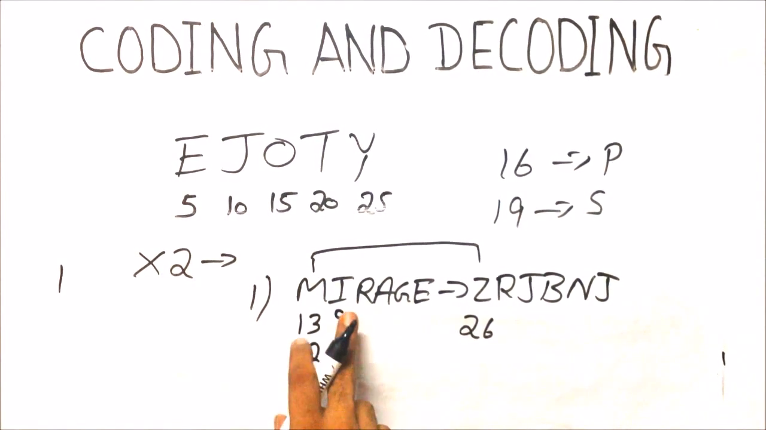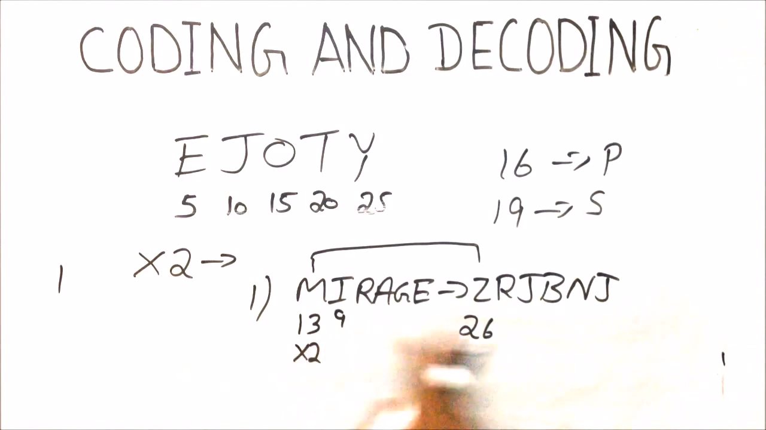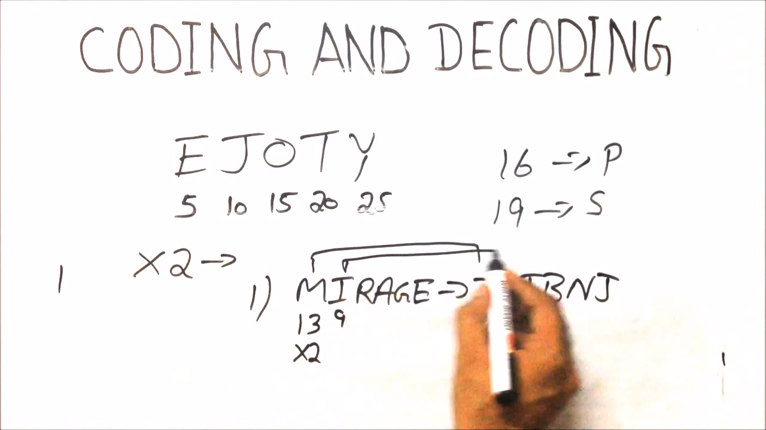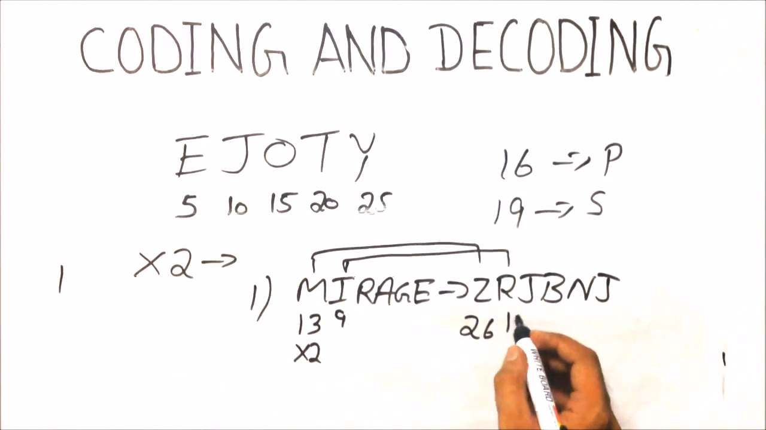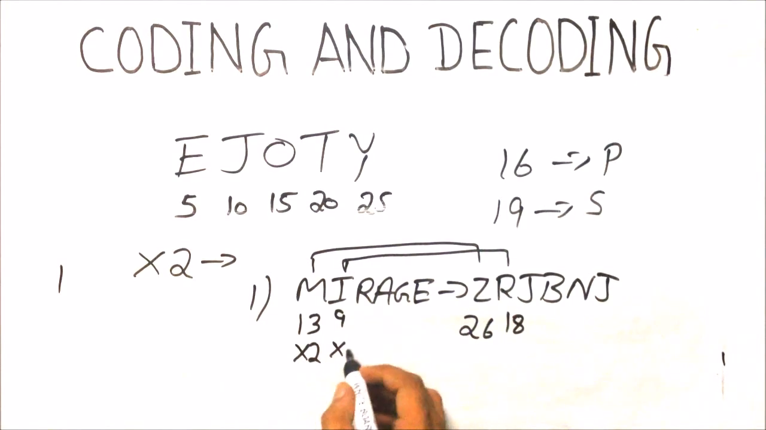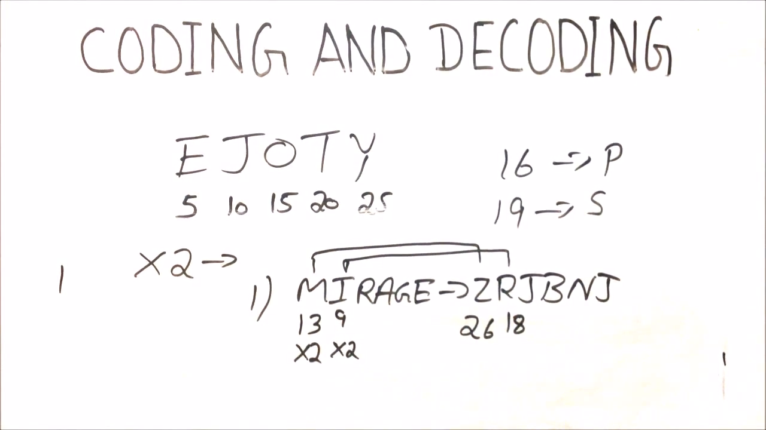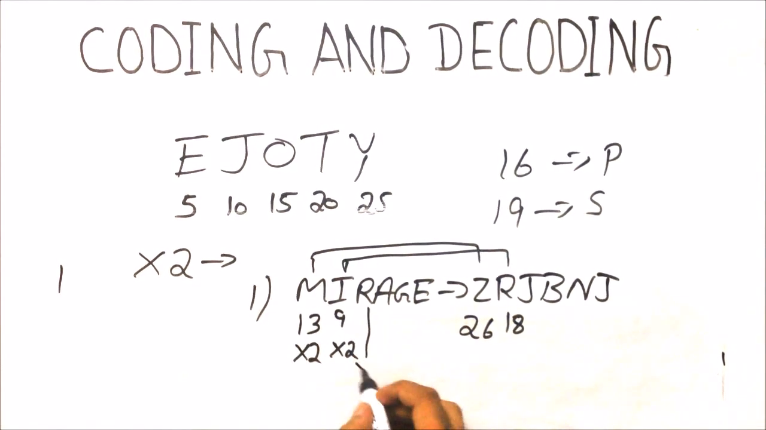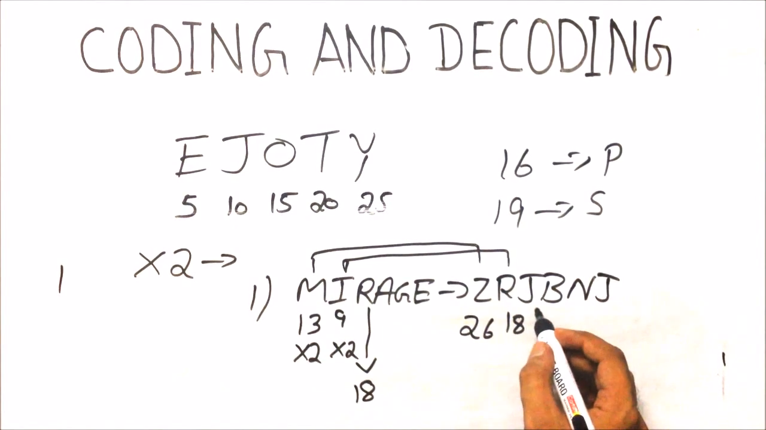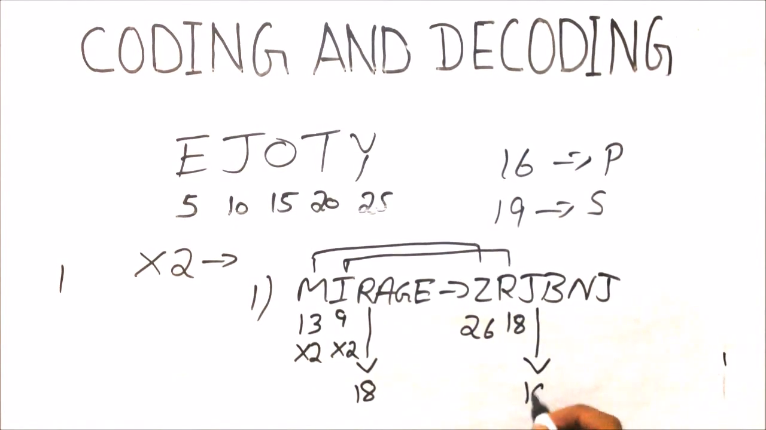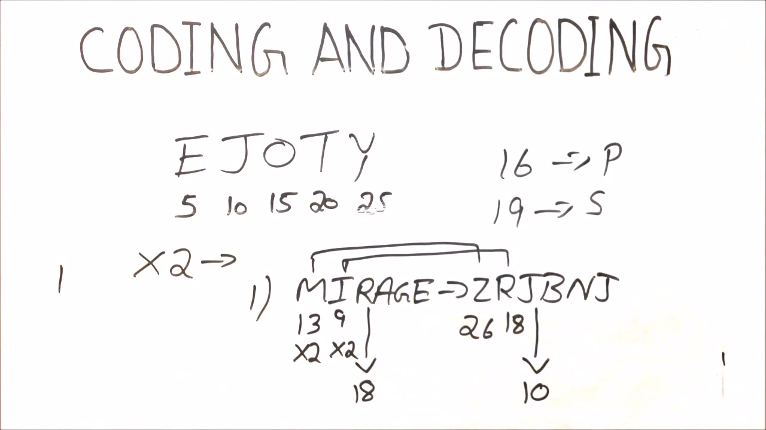Now the next letter is I, which comes at the 9th place, and the code for I is R. So you can easily guess that R comes at the 18th place. So here it is the multiplication by 2 pattern. But the tricky point is R. R comes at the 18th place, and the code for the letter R is J, which comes at the 10th place. Now there is no multiply by 2 pattern over here. But if you look clearly, R comes at 18 and the double of 18 is 36.